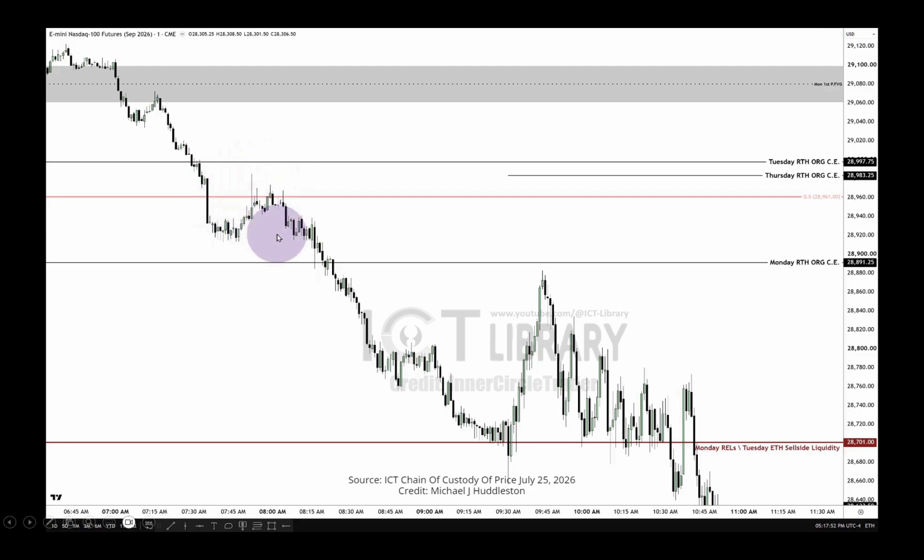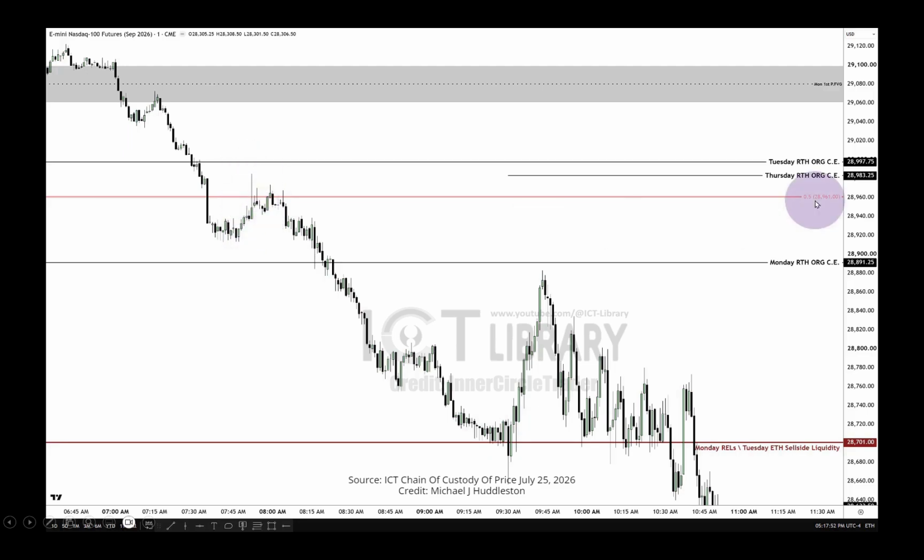Now here is where I'm teaching the chain of custody for price. Okay. When you're anticipating price going to a very specific price level, Monday's relative equal lows, which is Tuesday's electronic trading hour sell side liquidity. In other words, what I just showed in the previous slide, where it was too smooth, I said markets do not bottom like that. The markets want to come back to that. So here we are on Thursday. And right up here, what's the first thing we see?